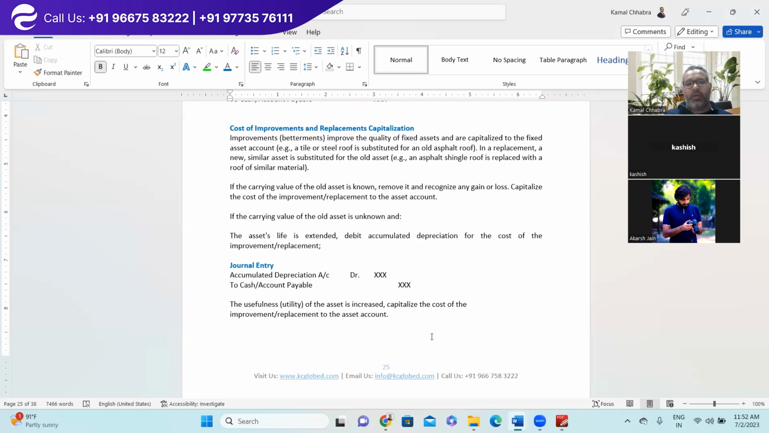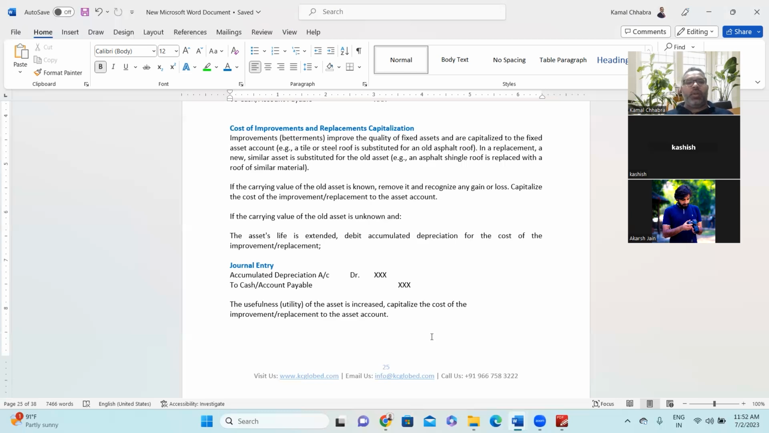If the carrying value of the old asset is unknown, like we were discussing earlier, and the asset's life is extended, debit the accumulated depreciation for the cost of improvement and replacement. So the journal entry would be accumulated depreciation account debit to cash or accounts payable. The usefulness of the asset is increased, so capitalization of the cost of improvement and replacement of the assets.